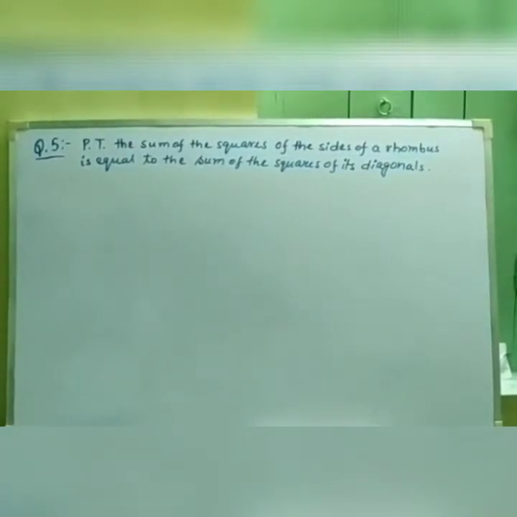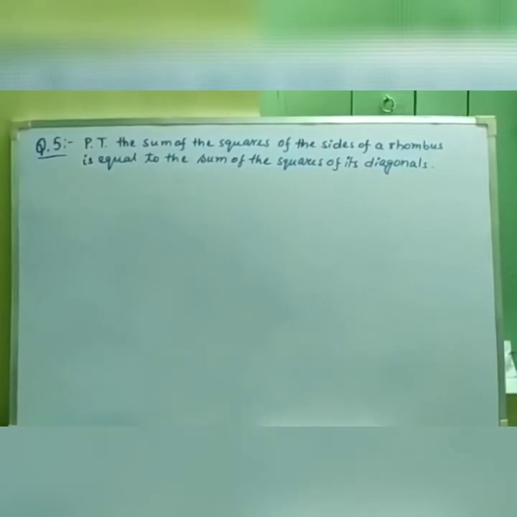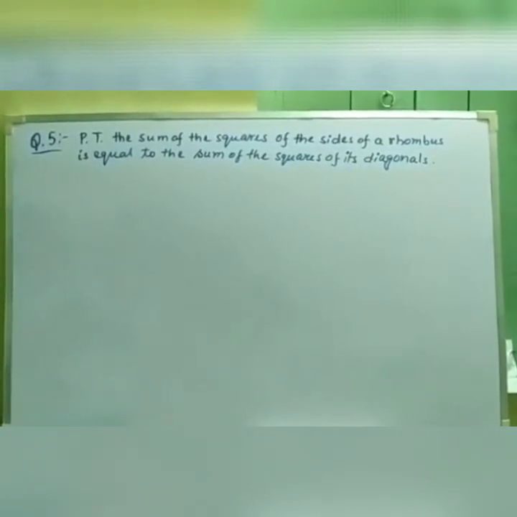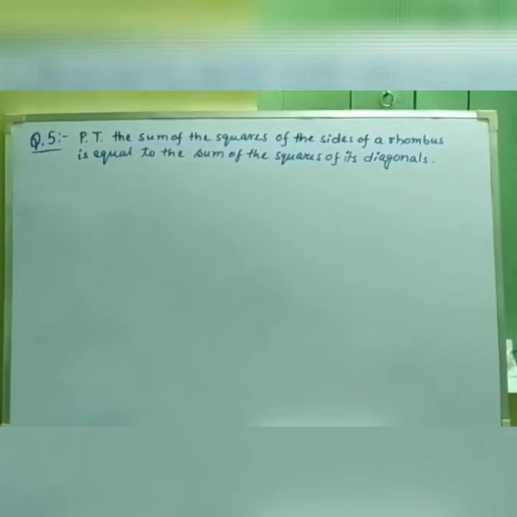The last most important question, question number 5: prove that the sum of the squares of the sides of a rhombus is equal to the sum of the squares of its diagonals. You know that the rhombus has 4 equal sides, so we need to prove that the sum of the squares of the sides equals the sum of the squares of its diagonals. It has 2 different diagonals, so the sum of their squares equals the sum of the squares of its sides. So let's prove it by using the figure.